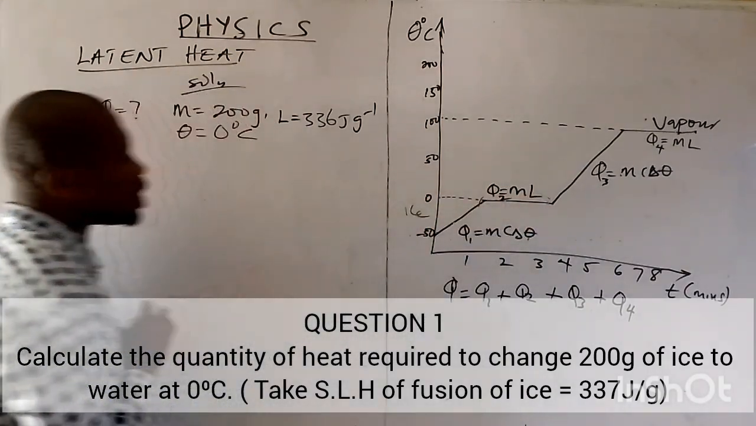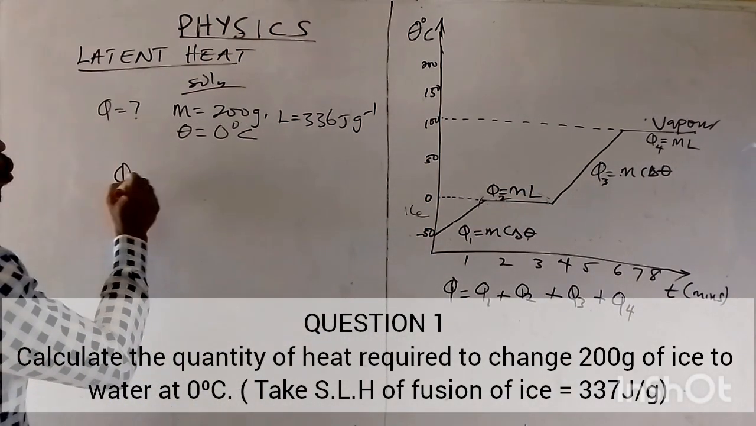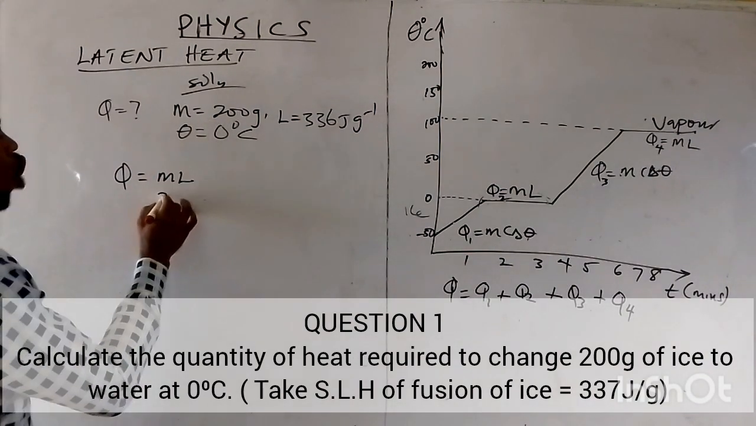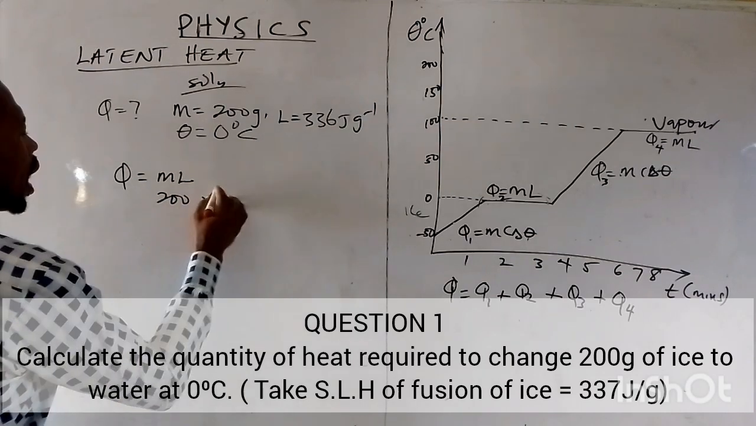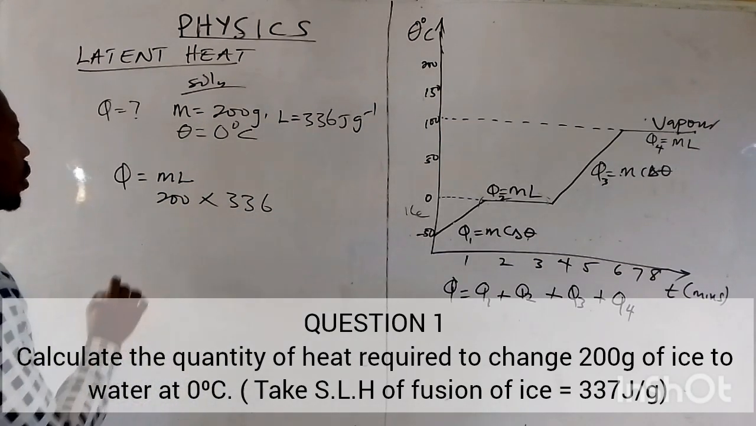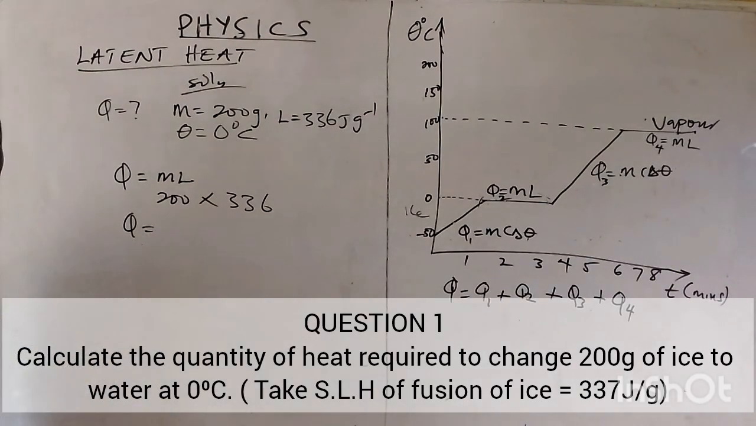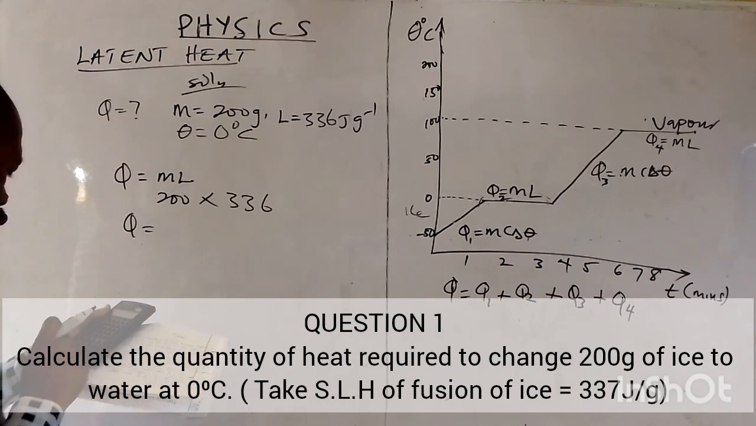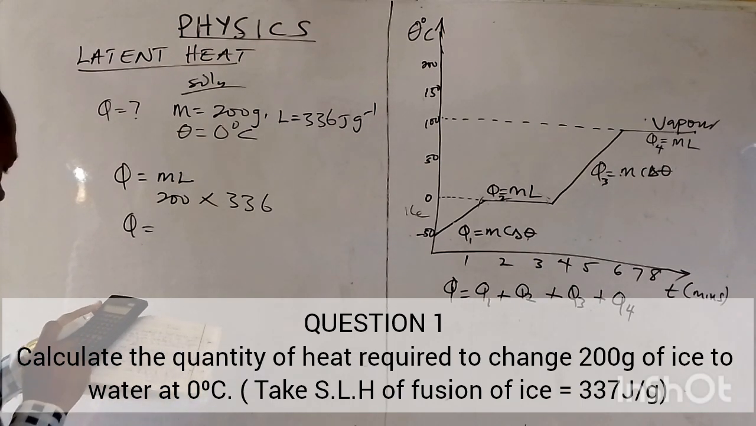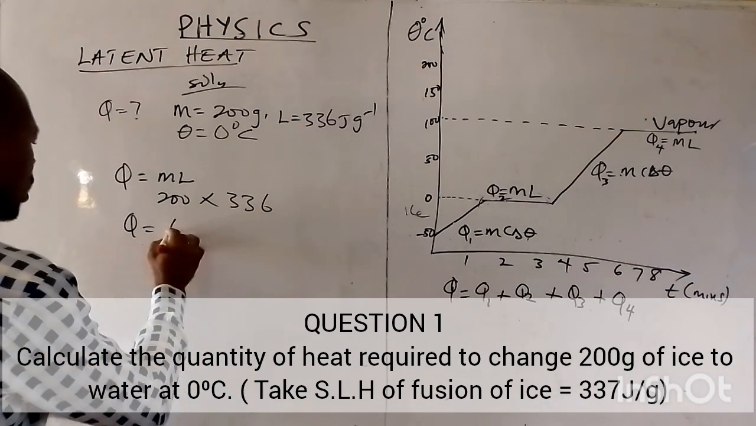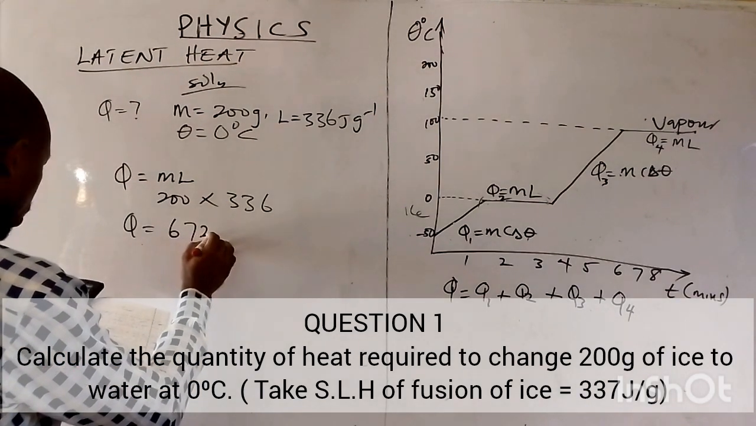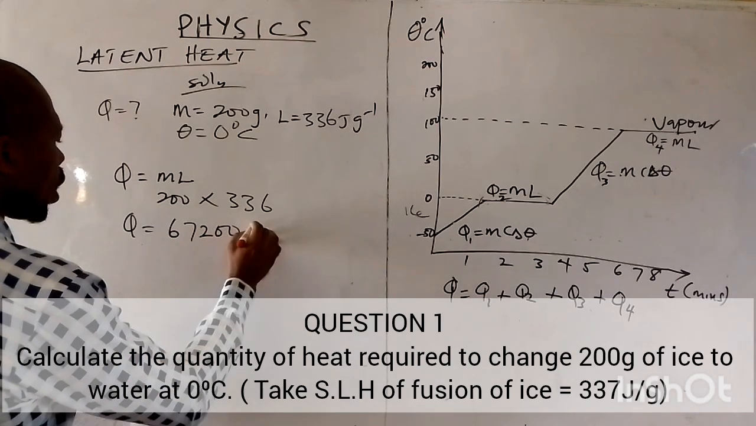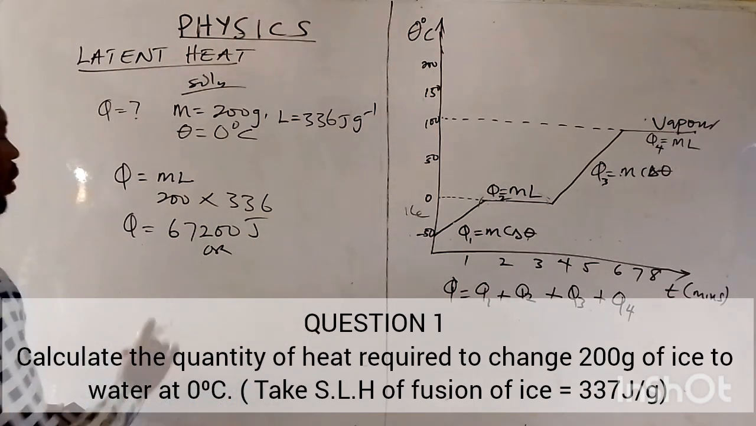Because it is done at a constant temperature, we can have that Q is equal to mL, which will give us m is 200 times L. L is 336. Therefore, the quantity of heat required in this process is 200 times 336, which will give us 67,200 joules.